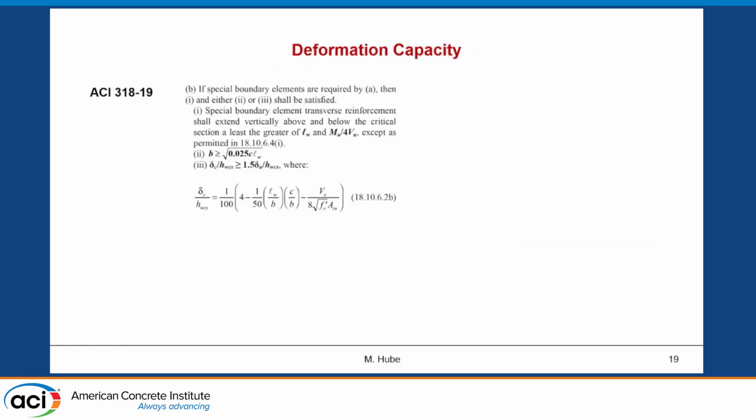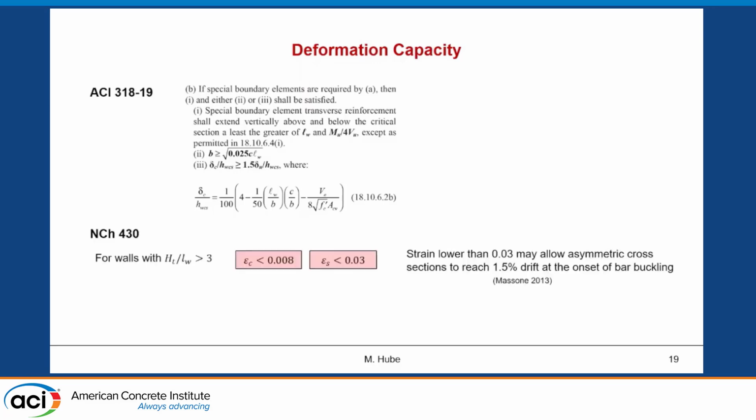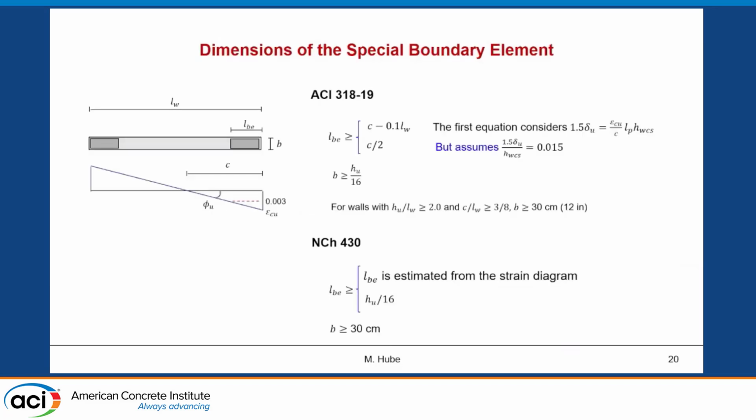For deformation capacity, ACI has an equation that you need to verify so that the walls can comply with that deformation capacity. In our code, we said, let's check the strain demands in the concrete and in the steel, and the limits are 8% in compression and 3% in tension for the steel. If you achieve that, the wall will have enough deformation capacity. So you actually check the strain demands. That's pretty much an overview. Those are the most relevant changes. I'm not going to go through the dimensions of special boundary elements, where we have a little difference with ACI 318.